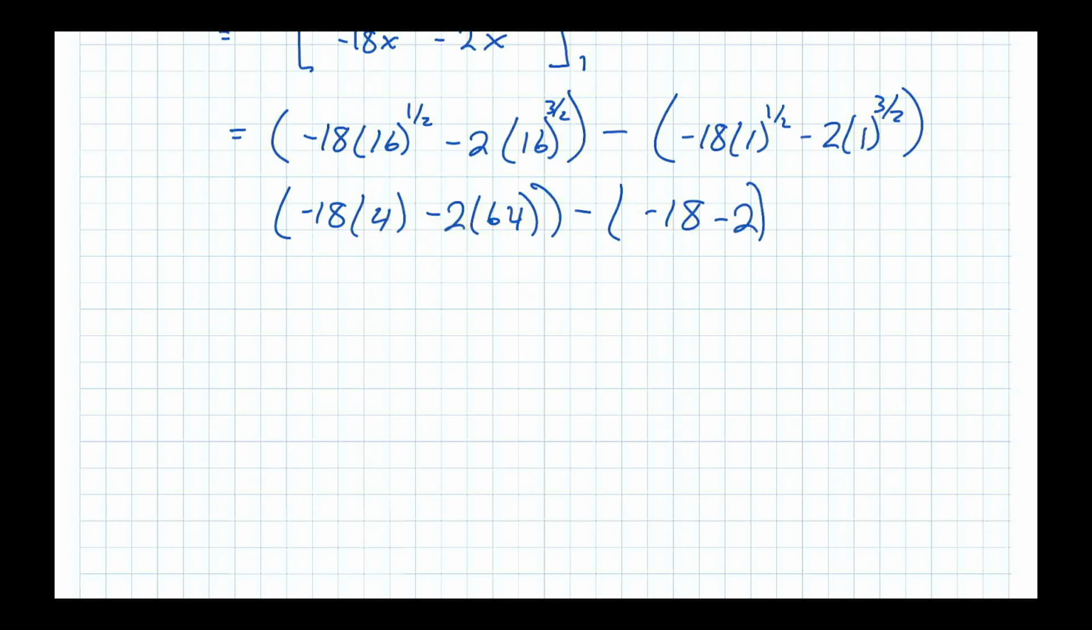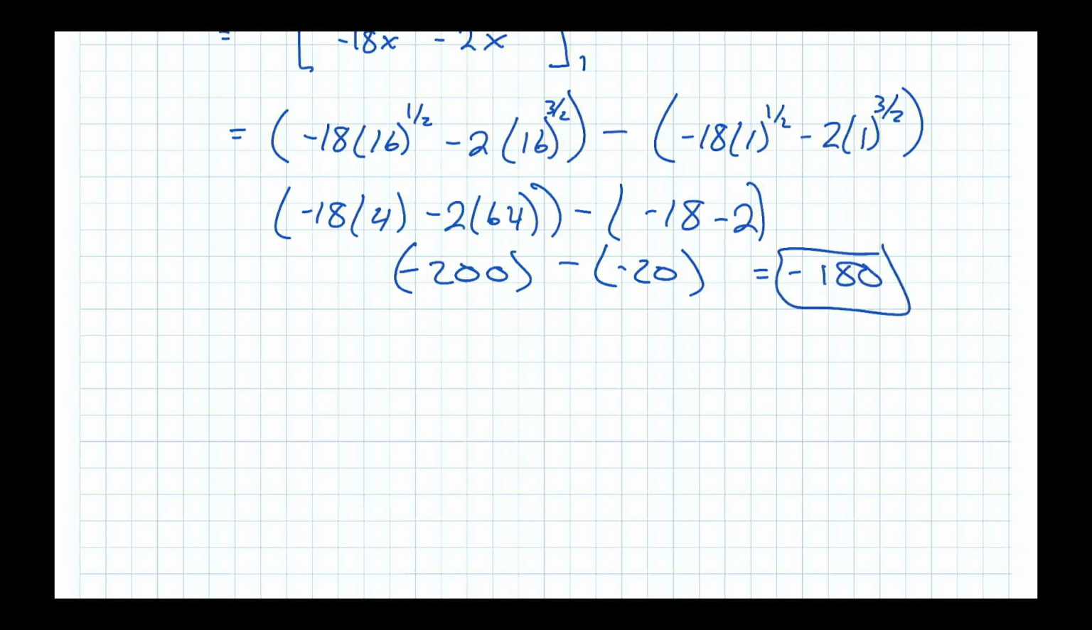So I've got -18 times 4, which is -72, minus 2 times 64. So I get -200 here, parentheses, minus. And then this is going to be -20. So -200 plus 20 is -180. And hopefully that's right. I'm going to type it in and we're going to see. Submit. Yay, got it right.